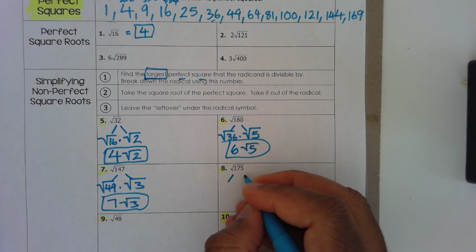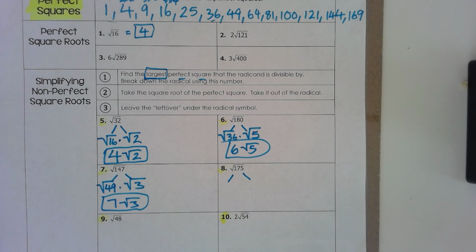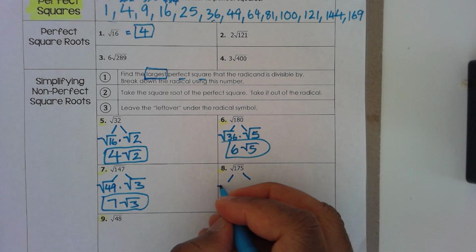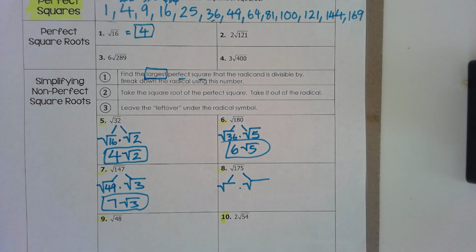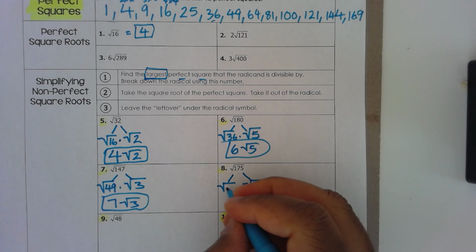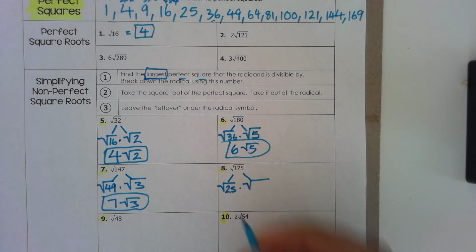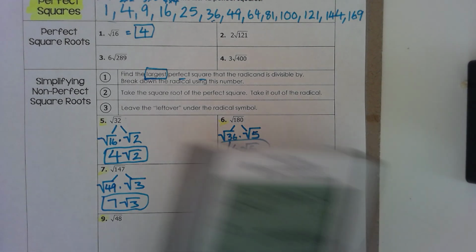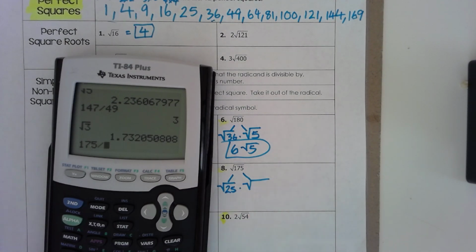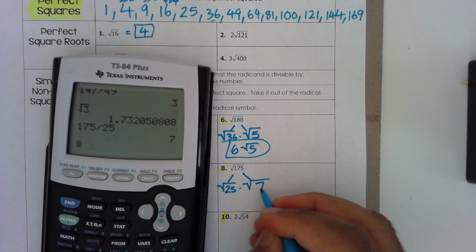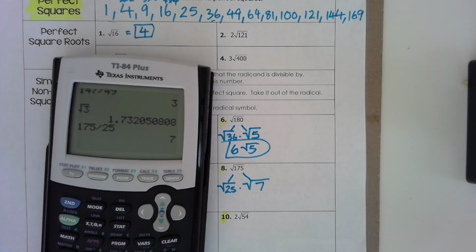Looking at number 8, I'm going to do it pretty much the same way here. I'm going to try to find out what my biggest perfect square is that will divide into it. And I know that 25 just happens to be the biggest perfect square. And what I would do, as I mentioned before, is just kind of search until you find that biggest perfect square. You might have to divide a few times in order to get it, but you will get it if you stick with it. And so then 7 is going to be my other number, 175 divided by 25.